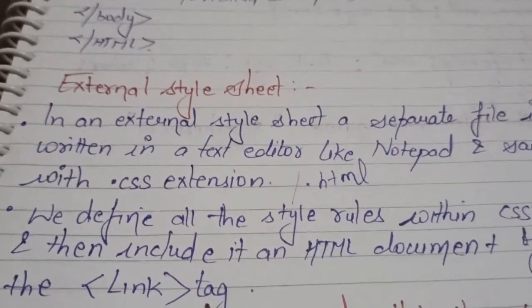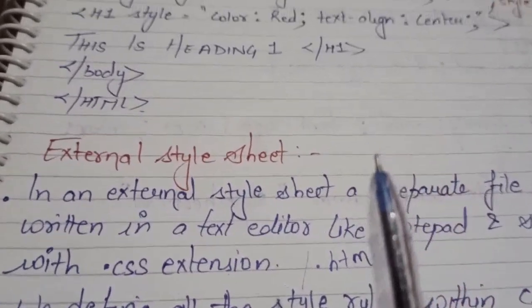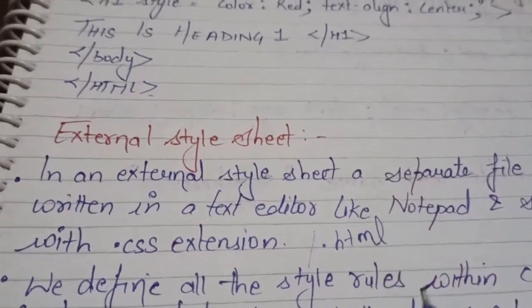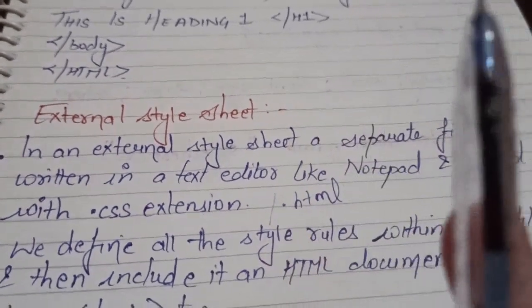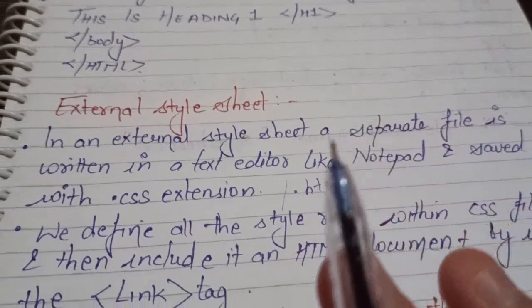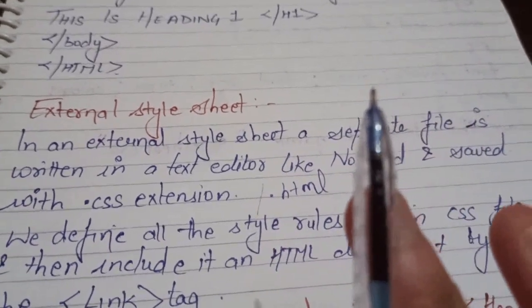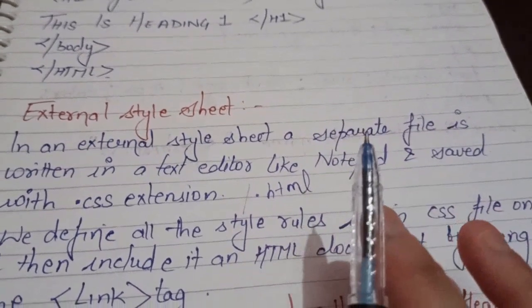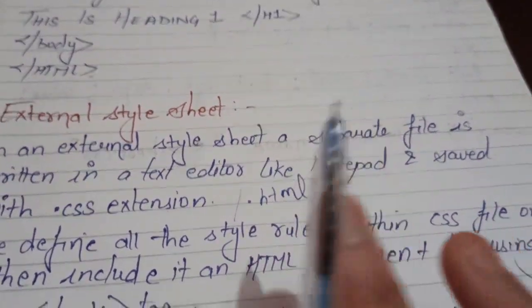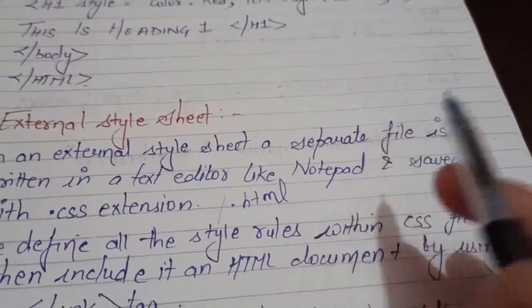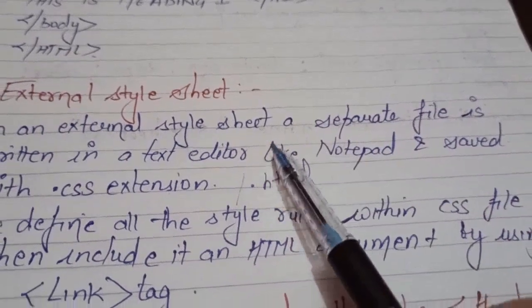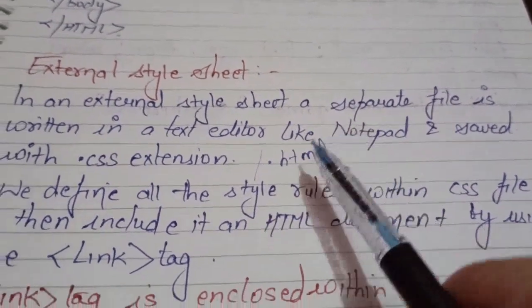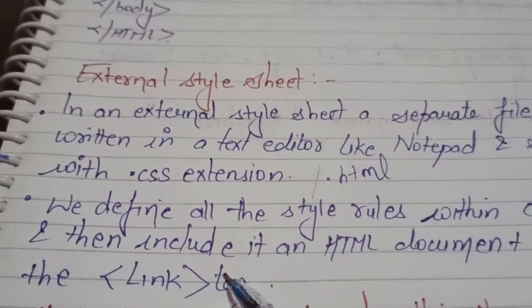Now we have to apply CSS properties, so for that we have to write a separate program, and in that program we have to mention all the CSS style rules. Okay, and after that I have to save it with .css extension. Then I have to create one more HTML file, and in that HTML file I have to link that CSS file. And how will I link that? By using which tag? That is the link tag.